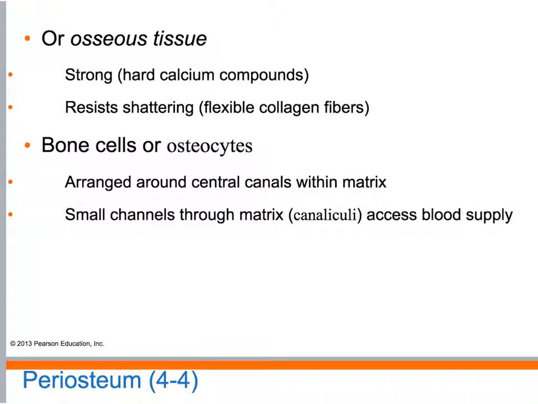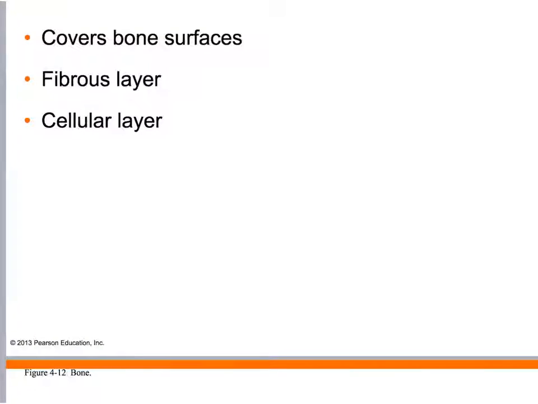Now, the bones are made of a particular tissue called osseous tissue. It's strong, hard calcium compounds, and it resists shattering due to flexible collagen fibers. The cells of the bone, or the bone cells, are called osteocytes, and they're arranged around central canals. They have a hard outer cover, and that's called a periosteum. And underneath that is a fibrous layer and a cellular layer.